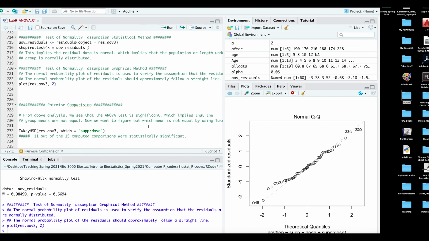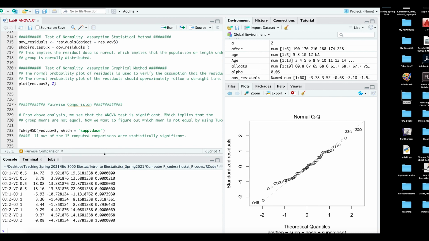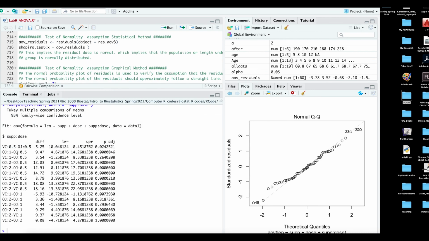So we see that there was an interaction effect, right? There was an interaction effect. So we want to see the Tukey HSD. Also, the block means were not equal, and the column means were not equal. Also there was an interaction effect. So if you see the Tukey HSD, you see all possible combinations. Vitamin C 0.5 versus orange juice 0.5 is significant. Another, vitamin C versus orange juice 1 against orange juice 0.5, is also significant, right? Almost all of them are significant.